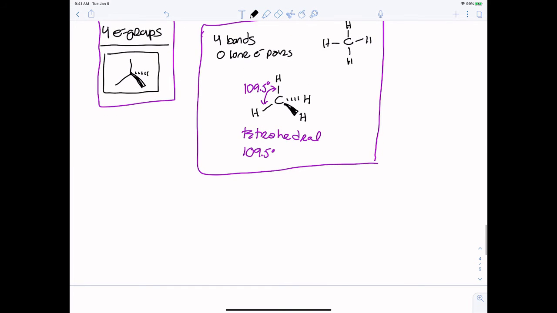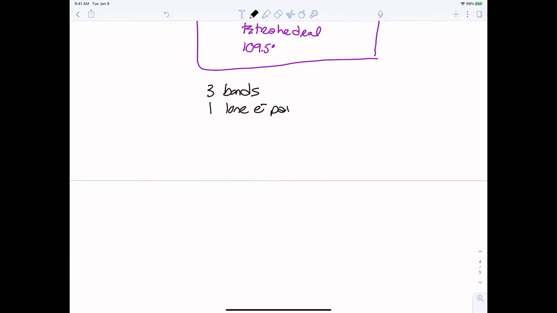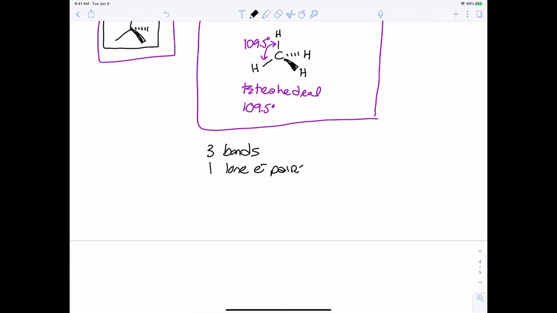Another option, still with 4 electron groups, is 3 bonds and 1 lone electron pair, a non-bonding pair. Let's use nitrogen. I'm just going to do ammonia. So if I was to draw the Lewis dot structure for ammonia, I have a lone pair and then 3 bonds. So nitrogen has its 3 bonds and its 1 lone pair.